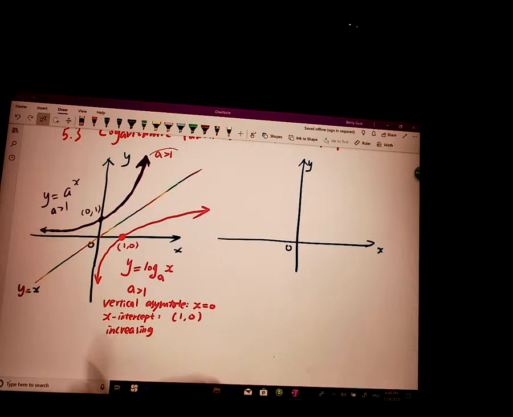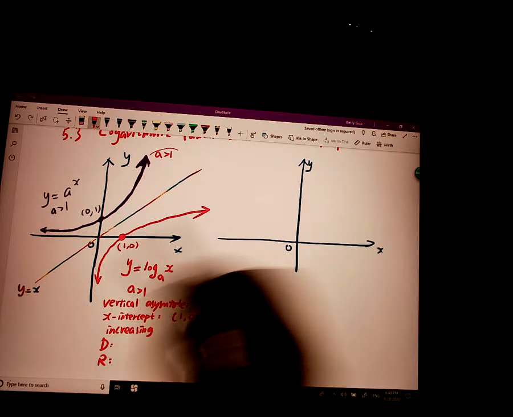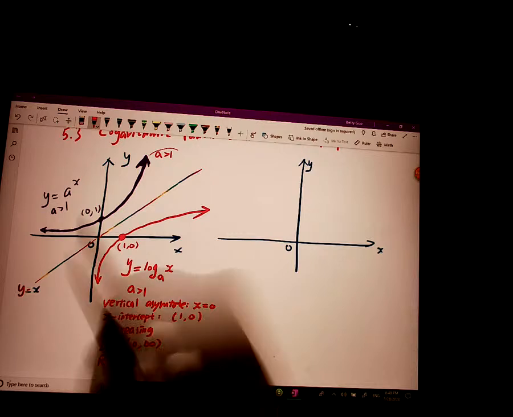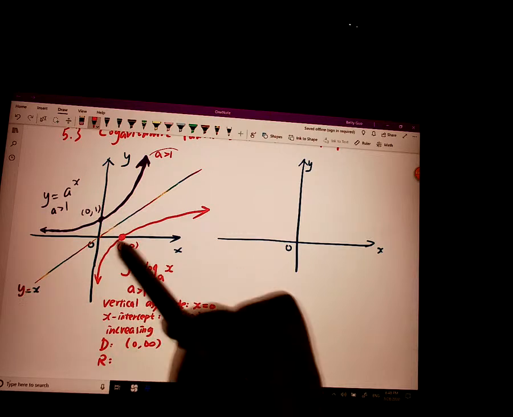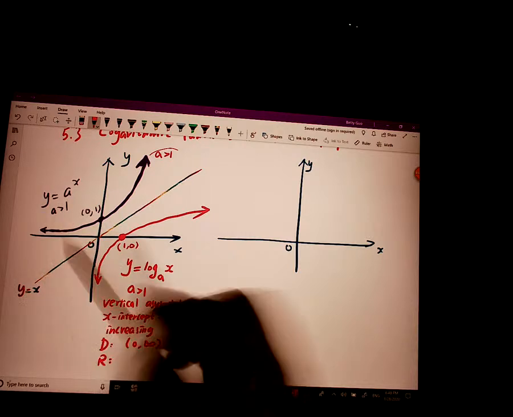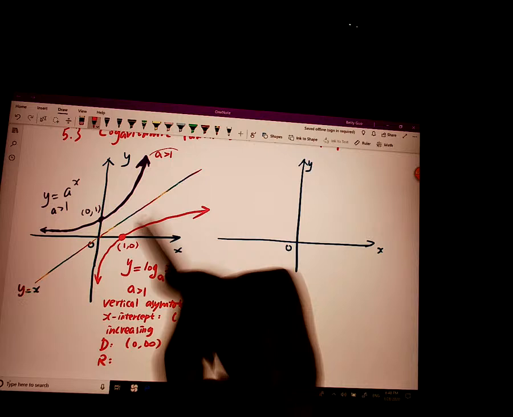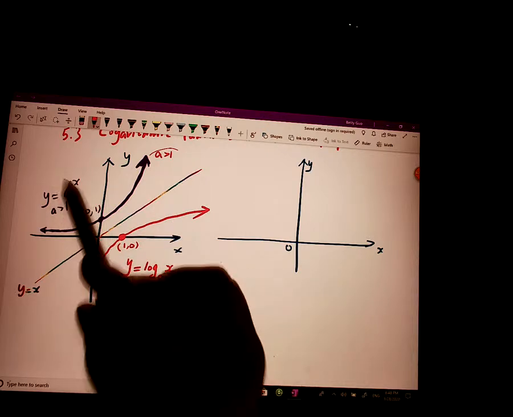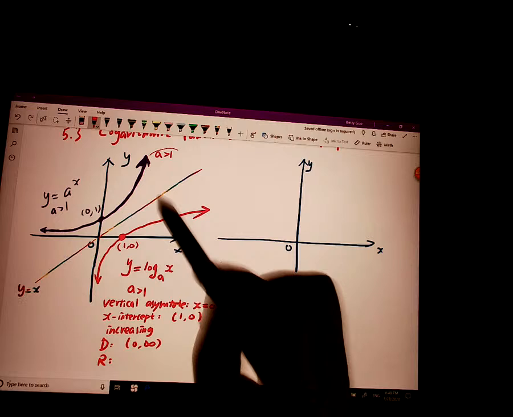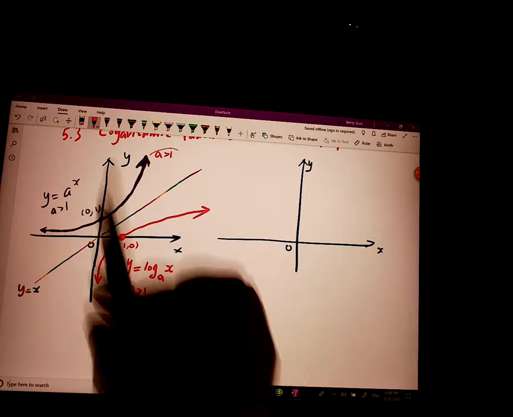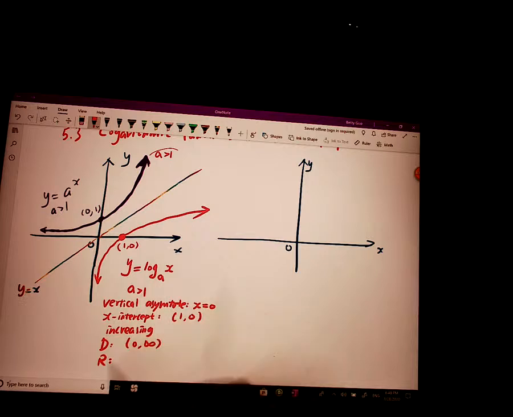Can anyone tell me the domain and the range? Domain is all positive. You don't see the curve in quadrant 2 and quadrant 3 at all. The whole curve is in quadrant 1 and quadrant 4. To the right of the y-axis is all positive.